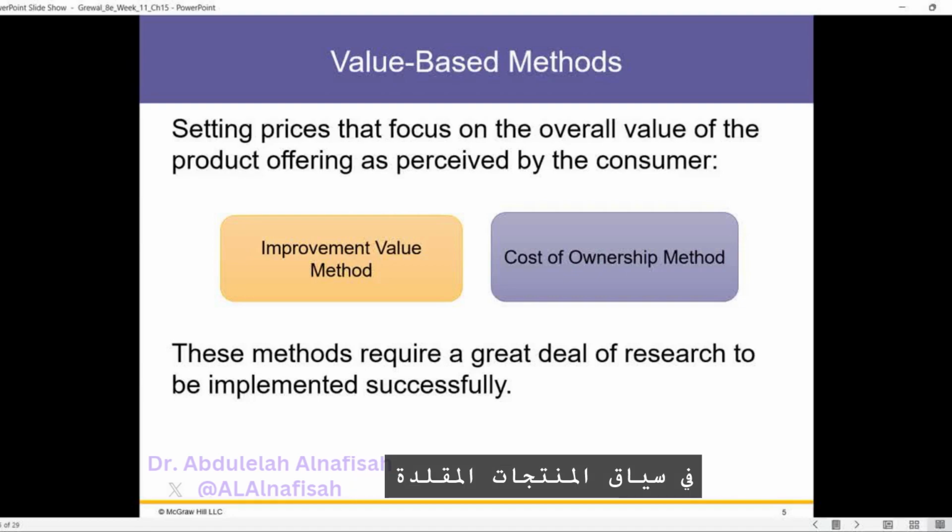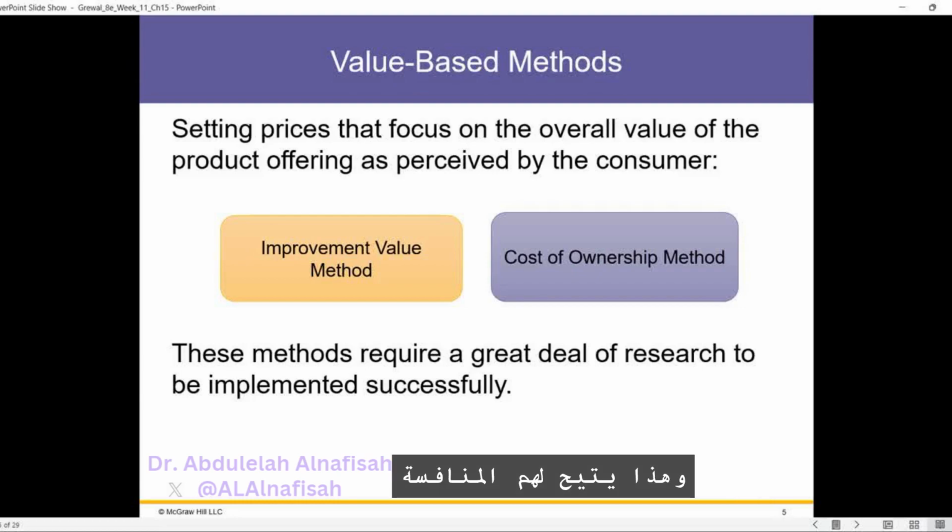In the context of imitation products versus original products, applying the cost of ownership method becomes relevant. While imitation products may have a lower price, original products may offer a longer lifespan and lower maintenance costs. This can make the overall cost of owning an original product lower than that of an imitation product, despite the initial price difference. By utilizing value-based pricing methods, companies can align their prices with the perceived value of their products.